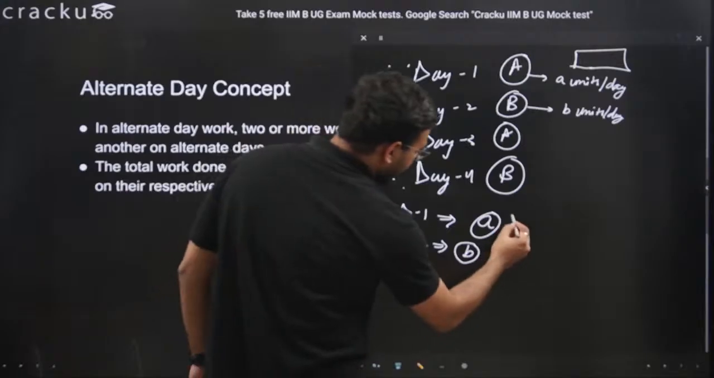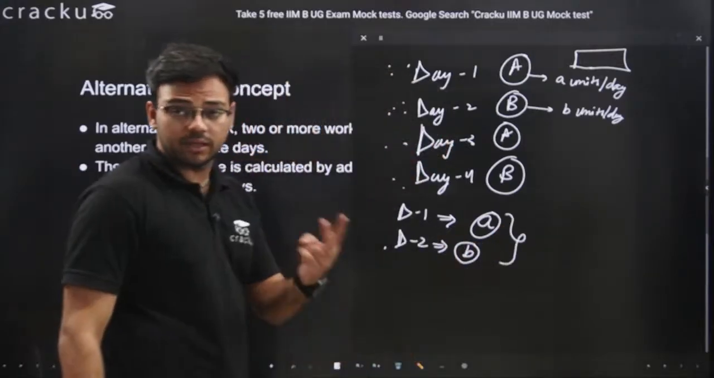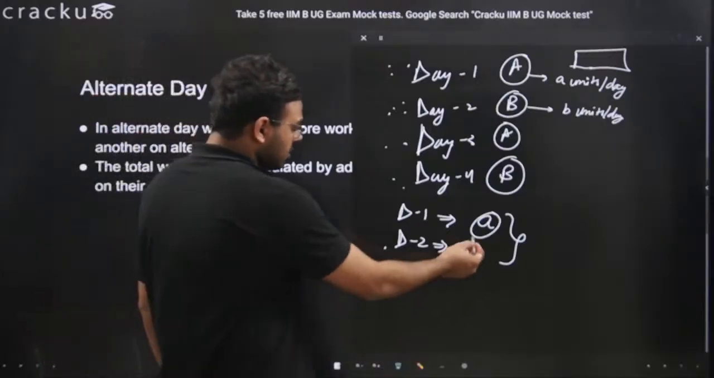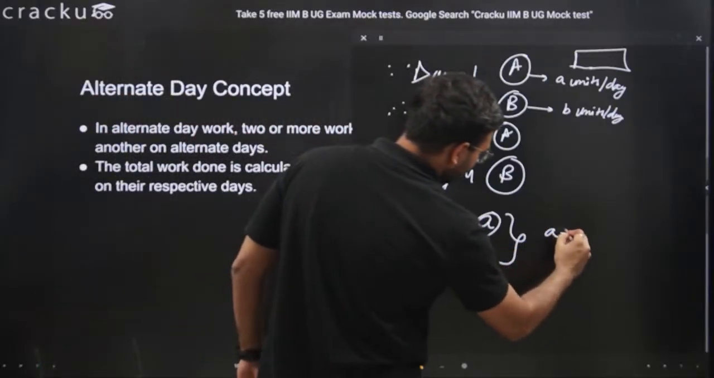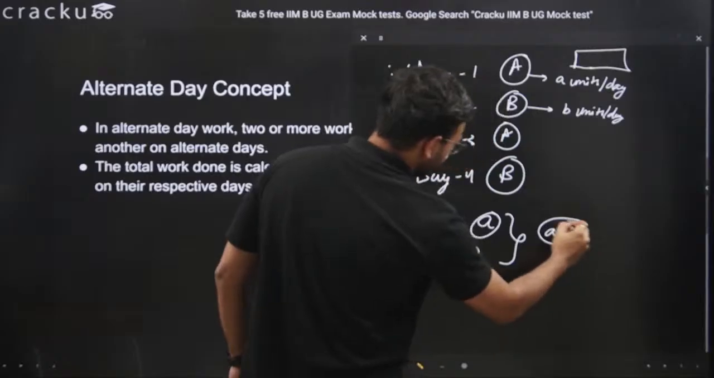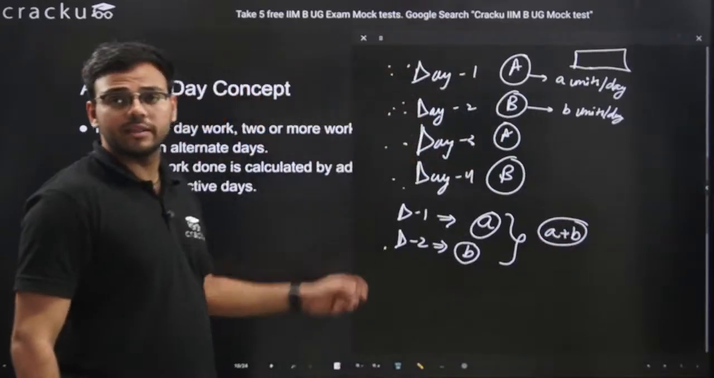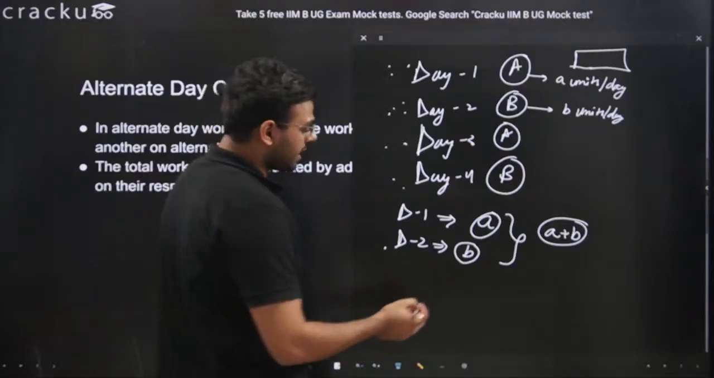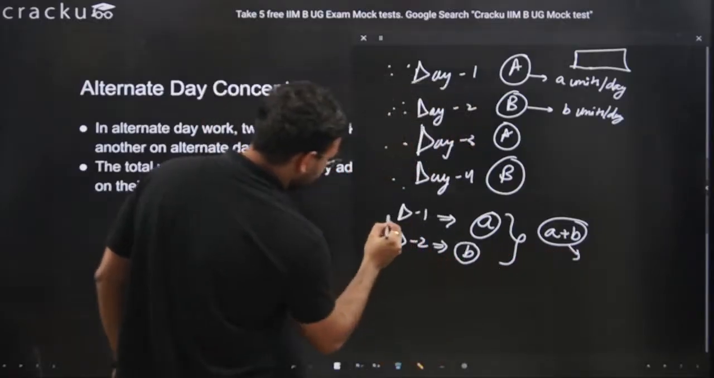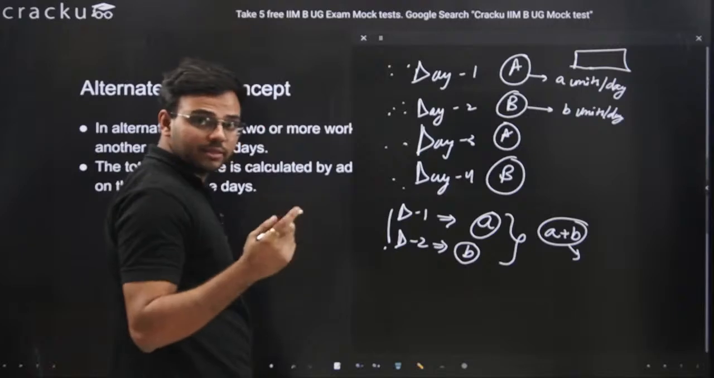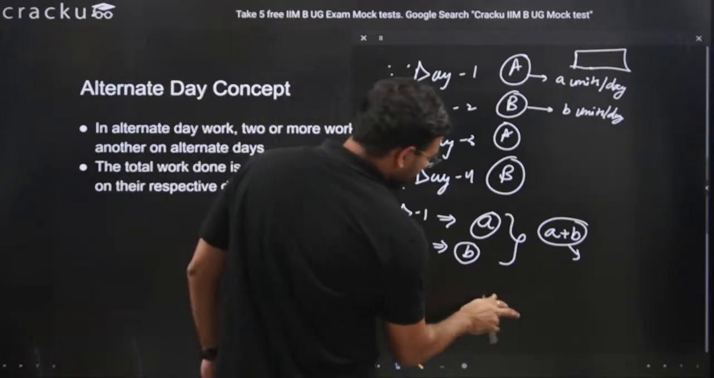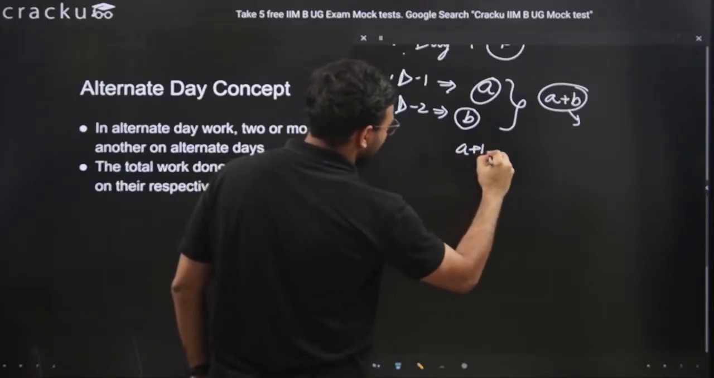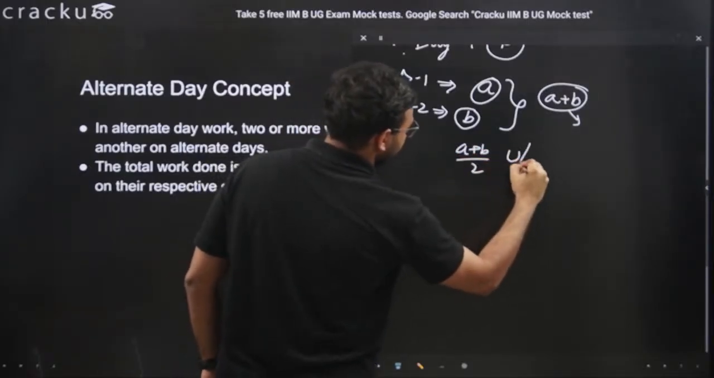If I say combinedly in the first 2 days, how much work is done? The total work done is A plus B units. So in 2 days they are doing A plus B units, and in 1 day I can write their efficiency as (A plus B) by 2 units per day.